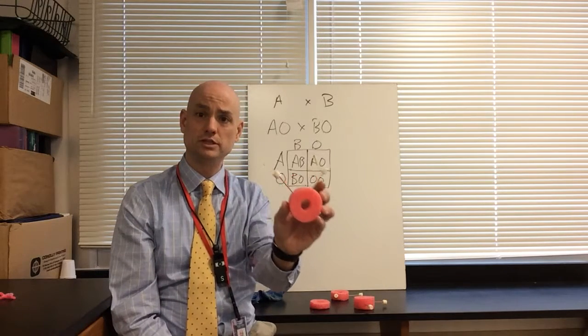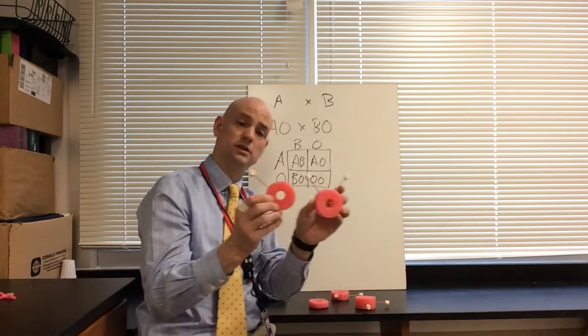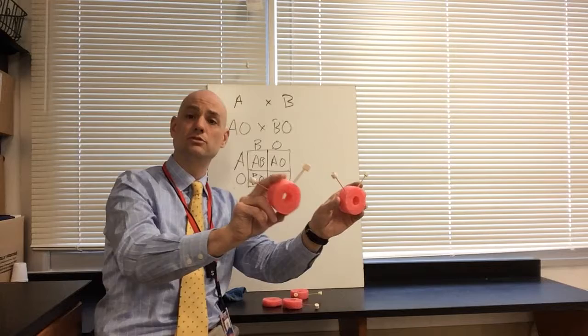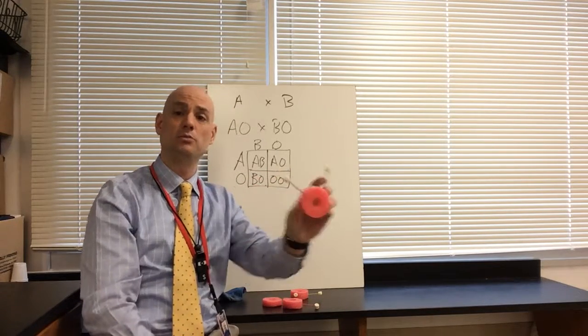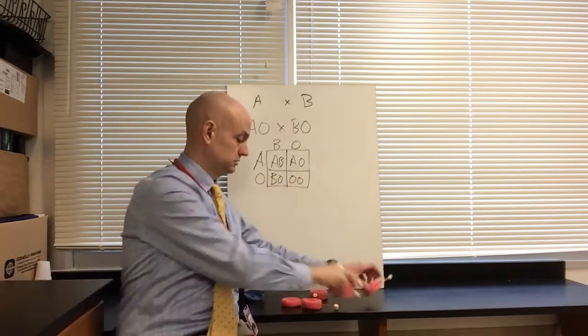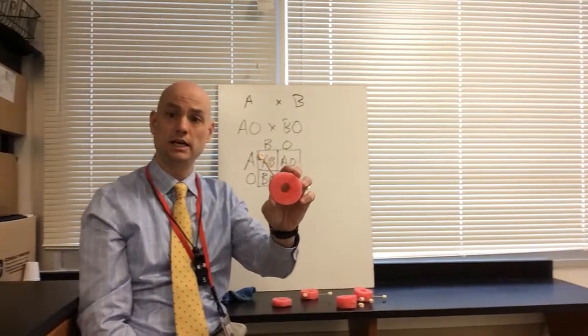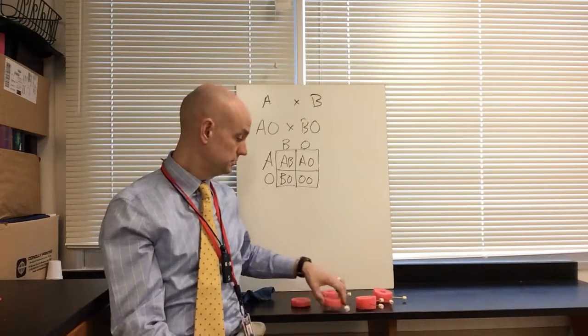Okay? Does this have the red surface protein? Yes. But it acts different from this one or this one because they only have this one. This one has both the red and the yellow, both A and B. This one only has A and A. This one has A and O, nothing. Does that make sense? I hope.